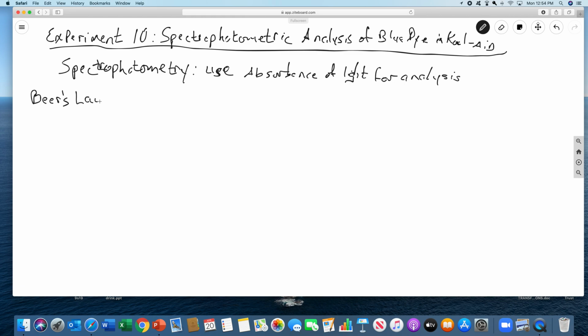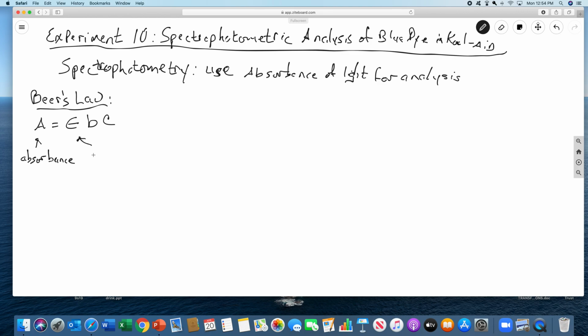Now most people think Beer's law is a 2 at 10 is a 10 at 2, but actually that's not the case. Beer's law is absorbance is epsilon B C. So A is the absorbance of light. So when light is absorbed, it moves electrons between energy levels or whatever.